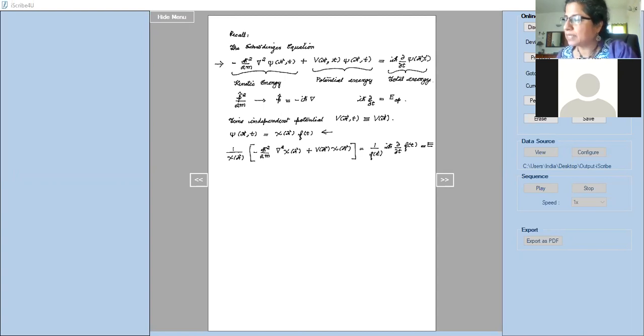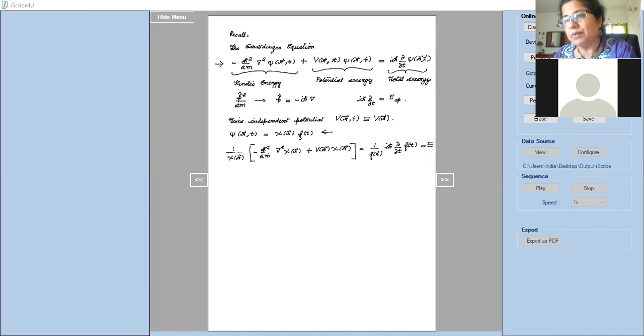Now, how do we actually go ahead and handle it? What was our rationale for this? The rationale was, of course, that a function of position alone is equal to a function of time alone. And the only way that can ever work is if both of them are equal to a constant. And this constant is what you're calling the energy eigenvalue of the system, okay? So now you get two equations.